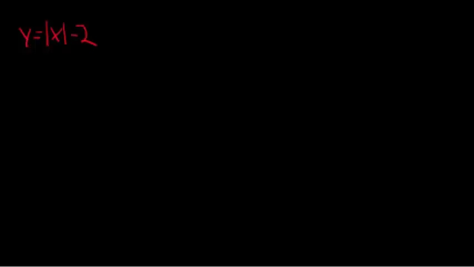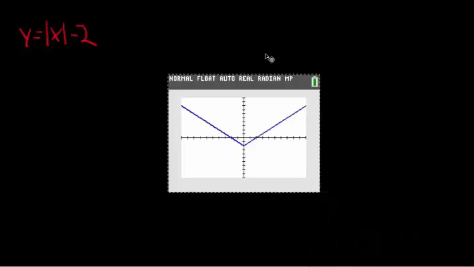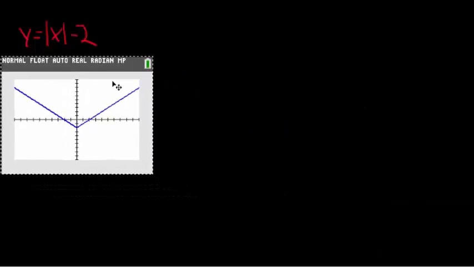That's exactly right. So instead of that vertex point being at 0, 0, it's going to be now at 0, negative 2. And then we can build off that point by going over 1, up 1, over 1, up 1. We go back 1, up 1, back 1, up 1. So this one's actually fairly easy to graph. So if we take a look at how the graph actually looks, notice how our vertex point is now at 0, negative 2, over 1, up 1, over 1, up 1, back 1, up 1, back 1, up 1.